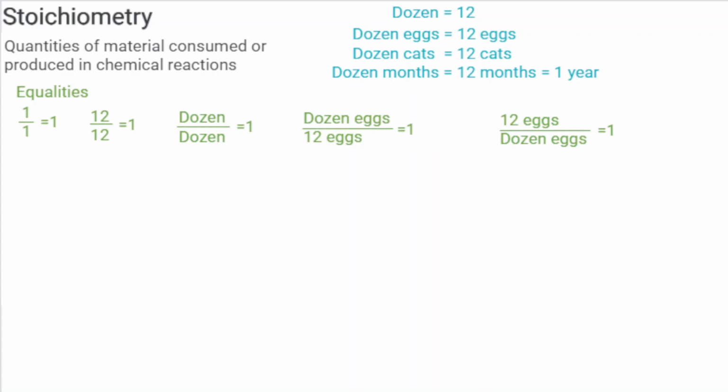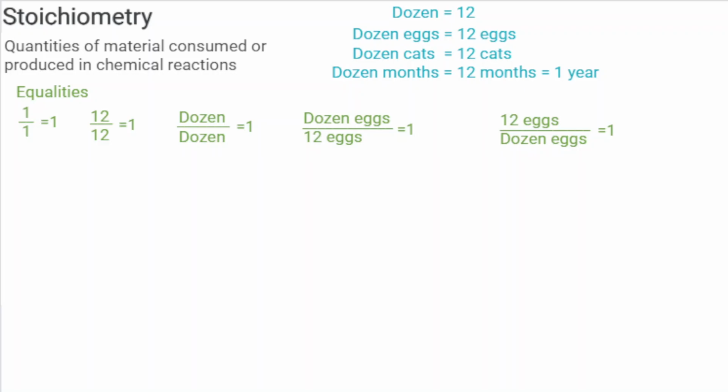And so for equalities, the main premise is you have two things that are set equal to each other. If you divide them by one another, that is equal to 1. So if we have 1 divided by 1, that will give us 1. If we have 12 divided by 12, that will also give us 1. And as one would imagine, if we have a dozen divided by a dozen, we get 1. And now we can get to the example we had earlier where if we have a dozen eggs and we divide that by 12 eggs, since they are the same thing, that equals 1.